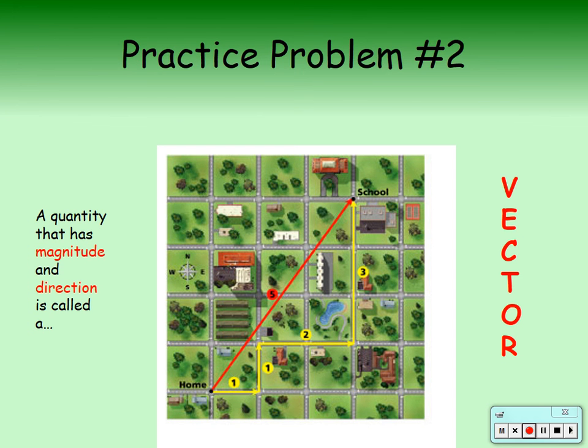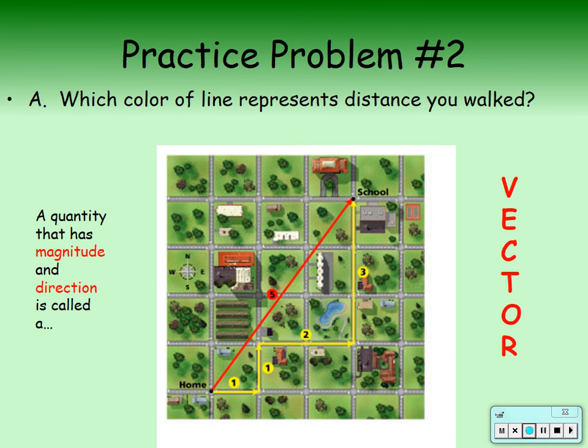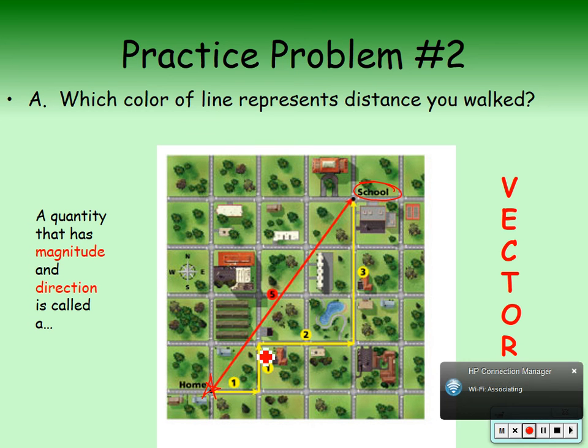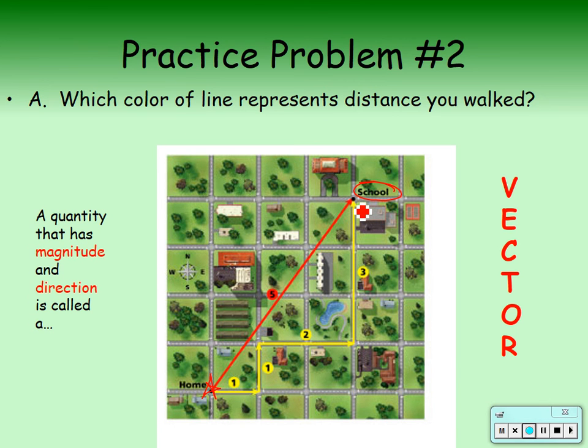Okay, let's go to practice problem number 2. It has a couple of parts. Part A, which color of line represents the distance that you walked? Let's look at this diagram for a second. You're starting here at home, and you're going to go to the school up here. So which color of line represents the distance that you had to walk? Yellow. Yeah. You obviously can't cut straight through a block. You're going to follow the streets. And so this is your distance. You add up the length of each one of those segments, and you're going to have your distance.